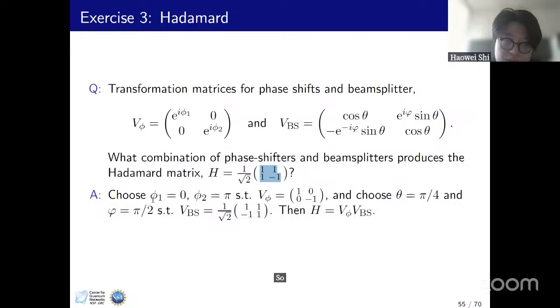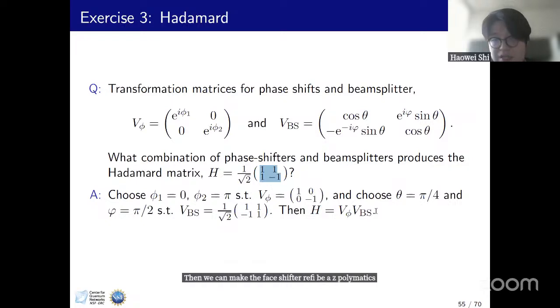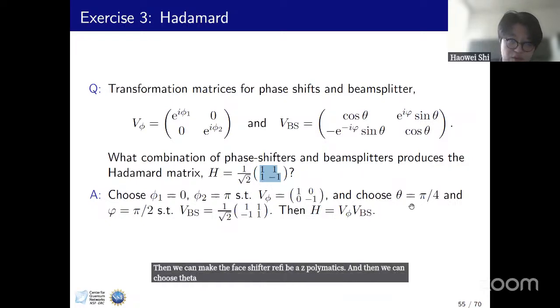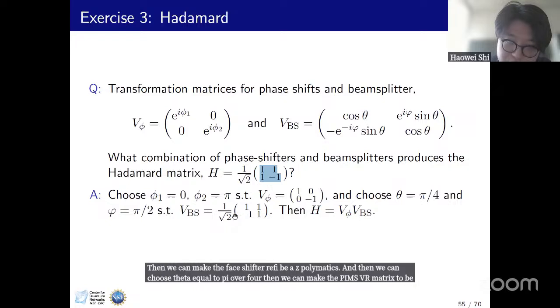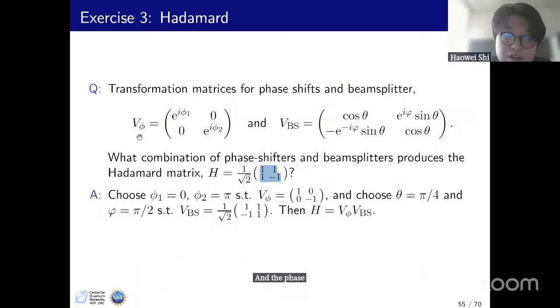So we can implement this by choosing phi1 equal to 0, phi2 equal to pi. Then we can make the phase shifter V5 be a Z Pauli matrix. And then we can choose theta equal to pi over 4. Then we can make the beam splitter matrix to be in this form. You can see that this is almost equal to the Hadamard up to a phase shift. And the phase shift can be done by the V5 phase shifter. And in the end, you have the Hadamard matrix.